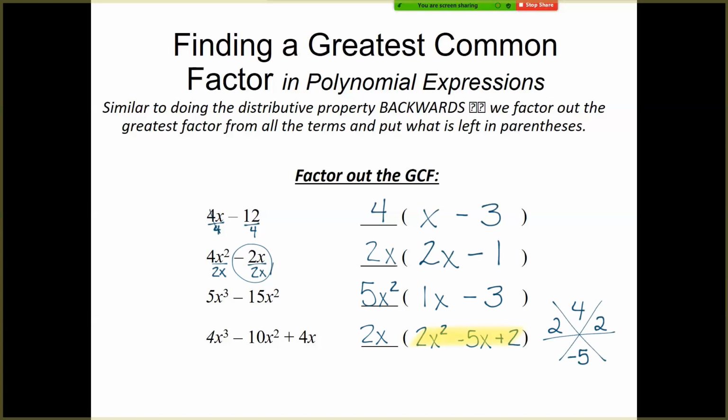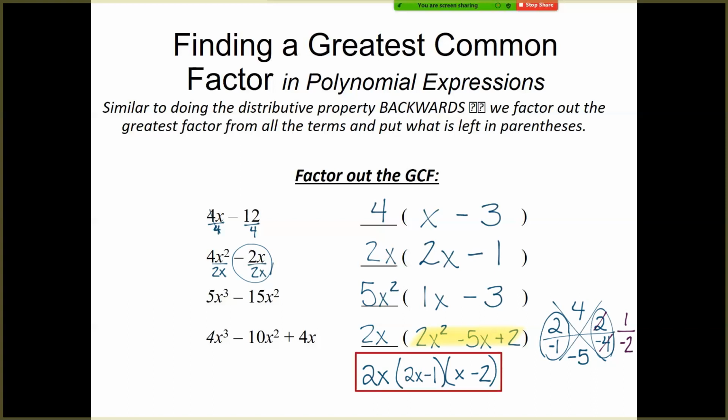So now I'm looking for two numbers that multiply to give us 4, but add to give us negative 5. Negative 1 and negative 4. Looking to see, can I reduce either side? Yes, the 2 and the 4 reduce. So if I divide them both by 2, I get 1 over negative 2. So I'm going to go back to my problem. I still have that greatest common factor of 2x, but now I have two factors. One of them is 2x minus 1, and the other one is x minus 2. So this down here is completely factored.